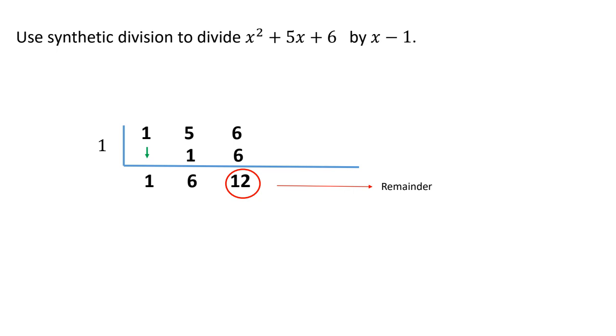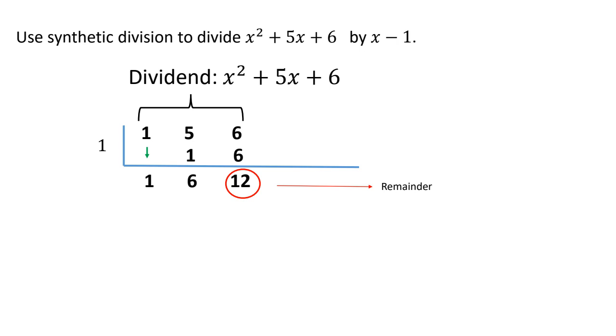Now, if I wanted to rewrite this, again, this was my dividend, the x squared plus 5x plus 6. Now, my quotient here is this, the 1, 6, and the 12 is the remainder, right? But keep in mind, when we divide, dividing means we make things simpler. So with this division, we're going to decrease our dividend by 1 degree.